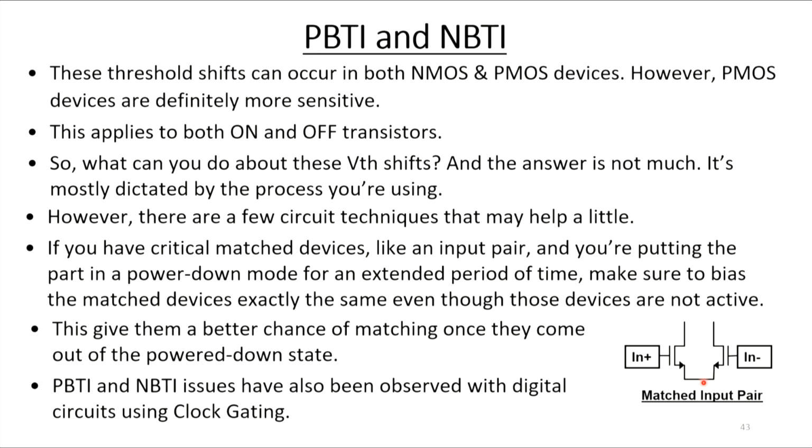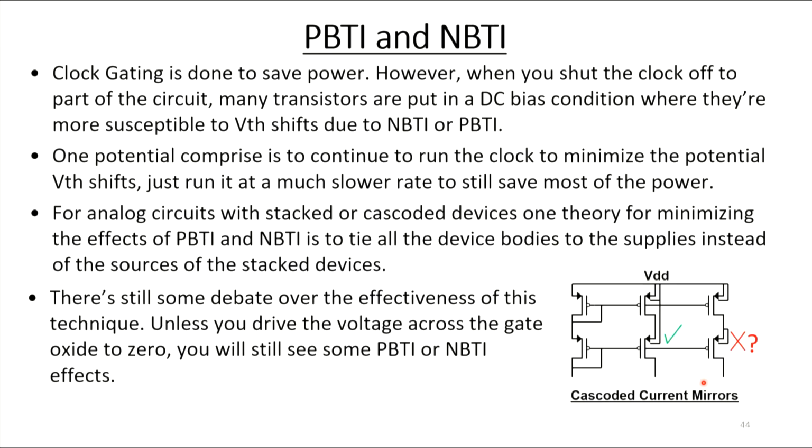PBTI and NBTI issues have also been observed in digital circuits that use clock gating. Now, clock gating is done to save power. However, when you shut the clock off to part of the circuit, many transistors in that area are put in a DC bias condition where they're more susceptible to threshold shifts due to NBTI or PBTI. And if that's a problem, one potential compromise is to continue to run the clock to minimize the potential threshold shifts. You just throttle it back and run it at a much slower rate to save most of the power.